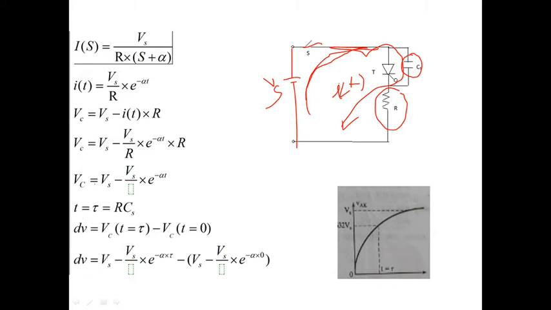So we can see that if you plot this, we will get this waveform. This is the voltage across the capacitor. The same voltage we are applying to the anode and cathode. That's the reason we are saying that the anode to cathode voltage is same as this. So the voltage across the capacitor is Vs minus Vs e^(-alpha t).